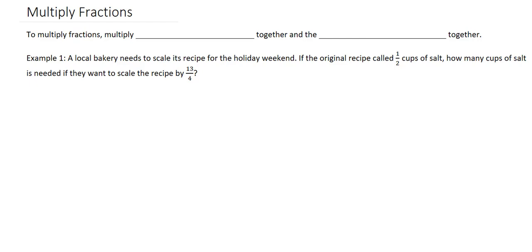Multiply fractions. To multiply fractions, we're going to multiply the numerators, or the top number, together, and then the denominators, or the bottom number, together.